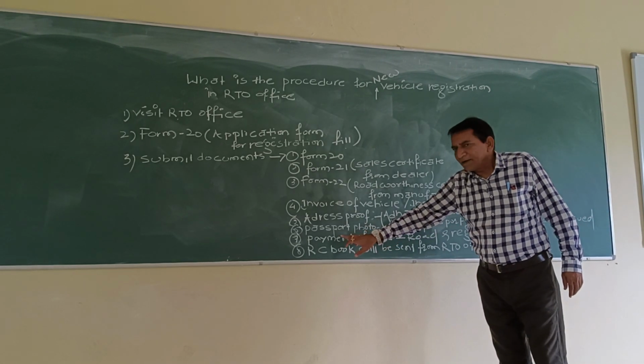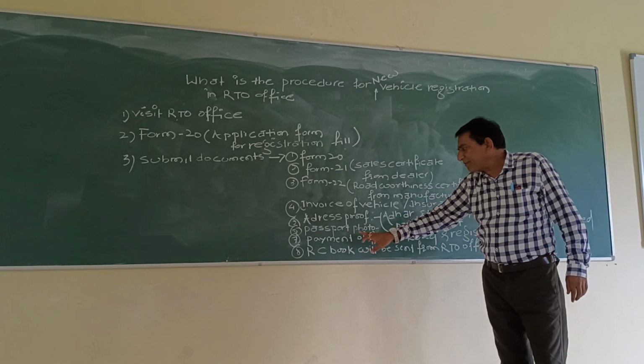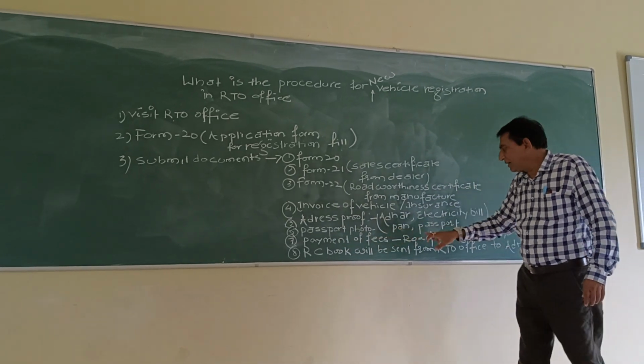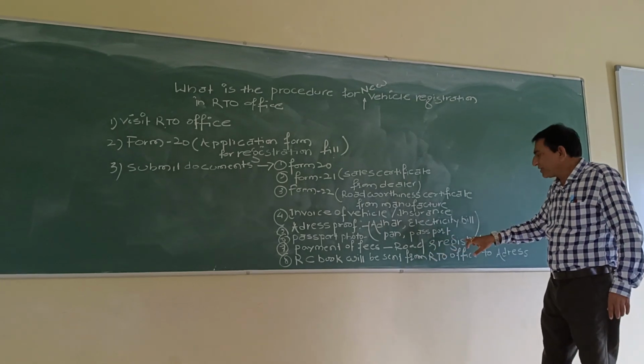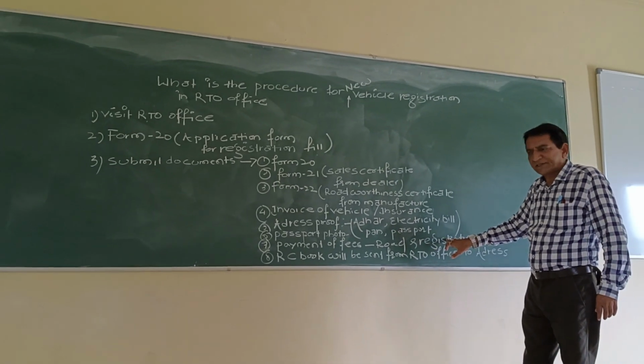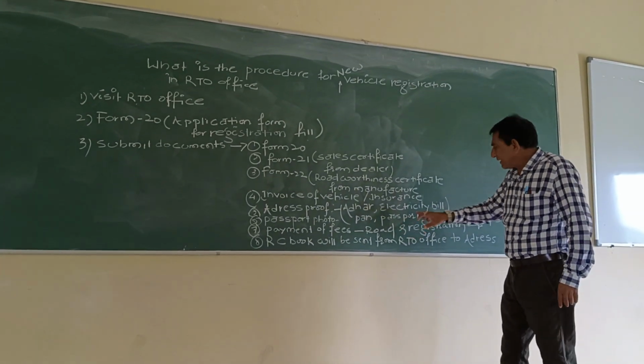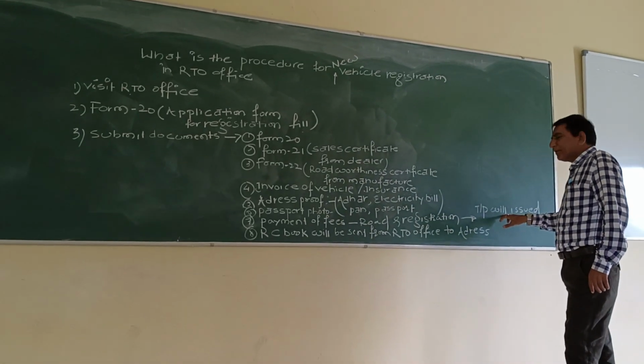Next, you have to go to the counter and pay the fee. The fee for the road tax is different and for the registration is different. After paying, what will happen is they will issue a temporary permit.